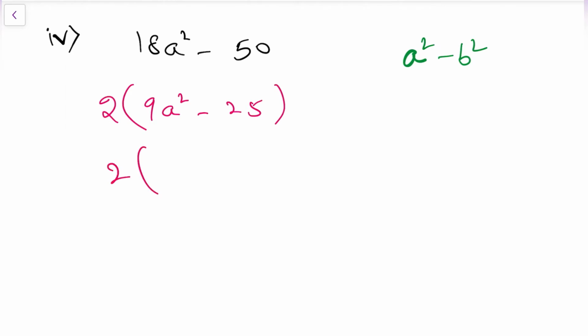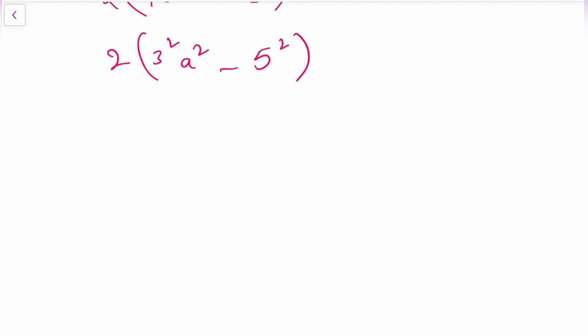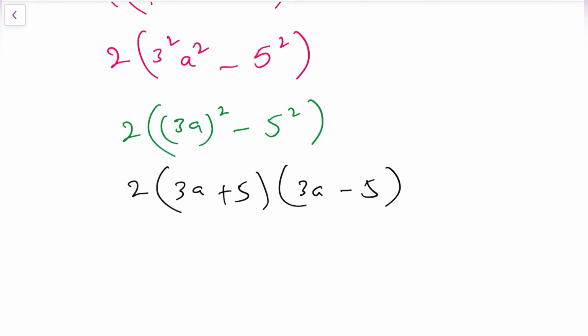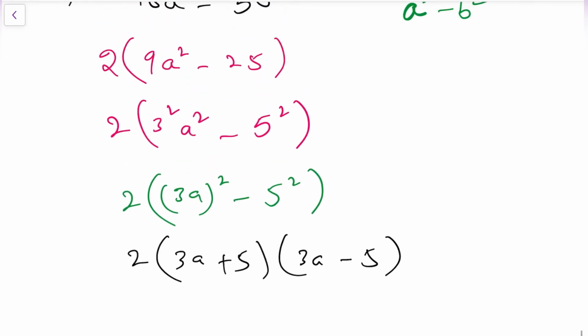So 2 as it is into 9 can be written as 3² a², minus 25 can be written as 5². So now 2 as it is into 3² a² can be written as (3a)² minus 5². So outside 2 as it is, into (3a)² minus 5², is in the form of a² minus b². So if we expand it, (a plus b) into (a minus b). So the factorization of the given question is 2 times (3a plus 5) into (3a minus 5).